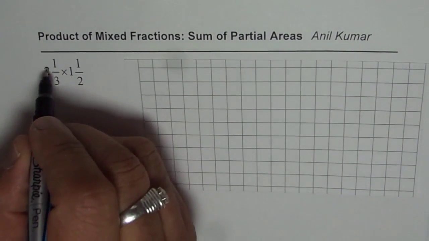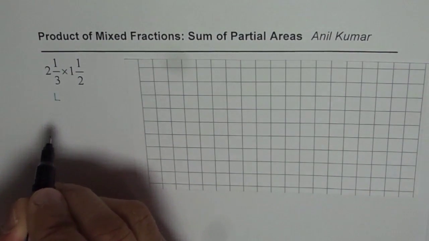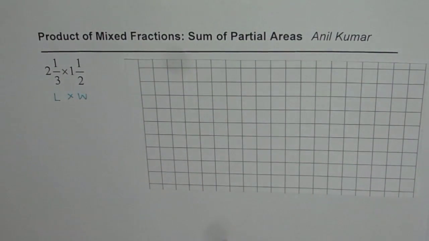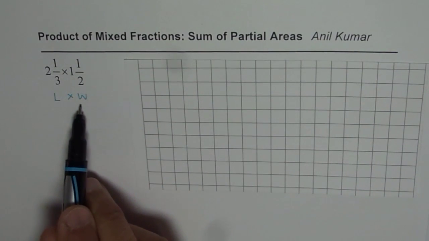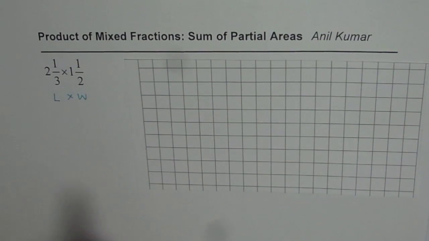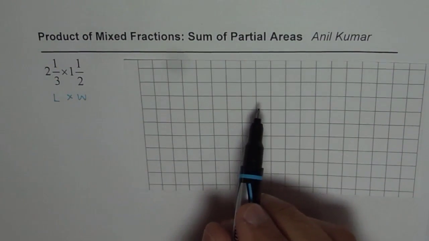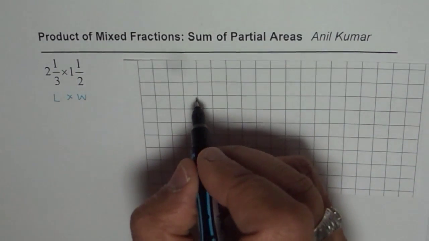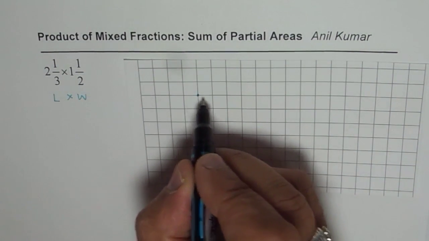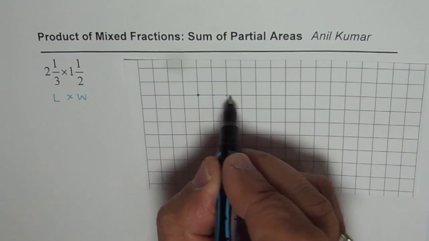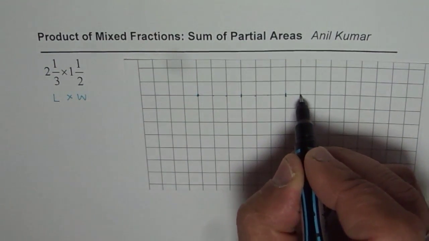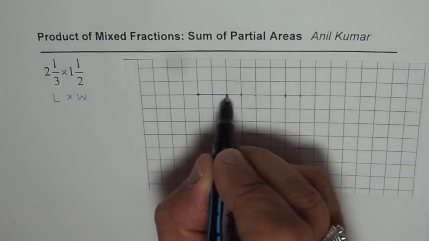We can treat 2 1/3 as the length of a rectangle and 1 and a half as the width of the rectangle, right? And then the area of the rectangle will be the same as the product of these mixed fractions. That is the concept. So let's make a rectangle with a length of 2 1/3. A better way is to take each fraction as 1/3. So 1, 2, 3 will make it 1, 1, 2, 3 makes 2, and then 1/3. So that becomes the length of the rectangle.